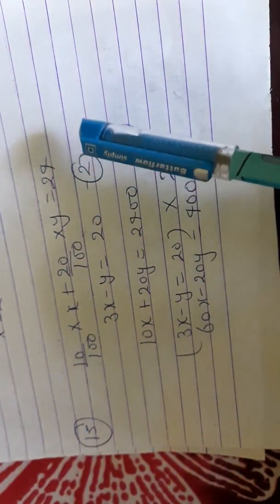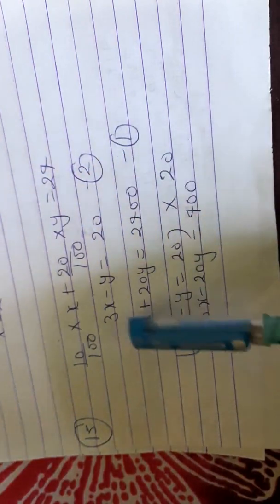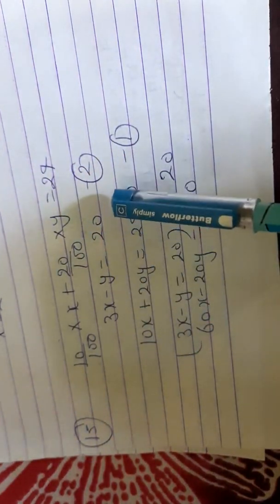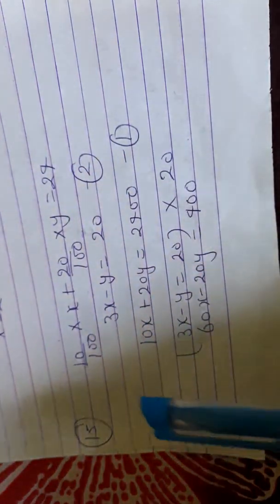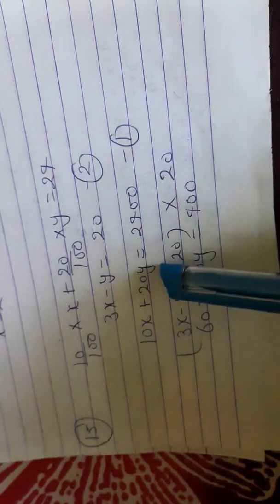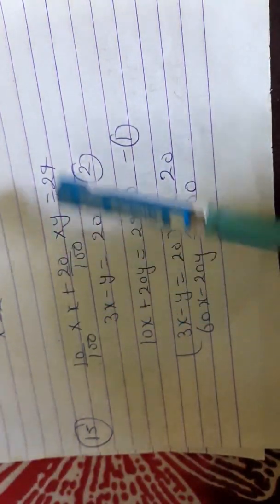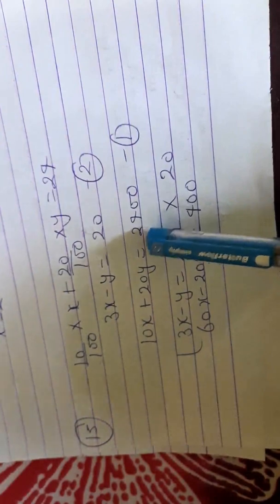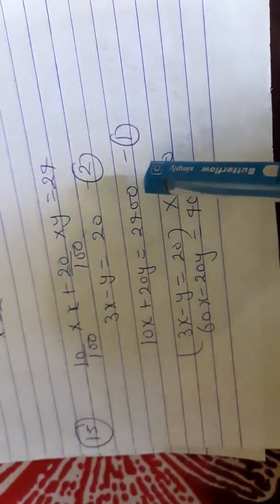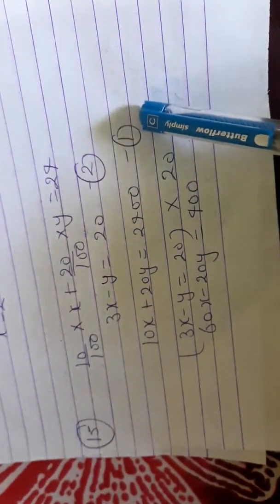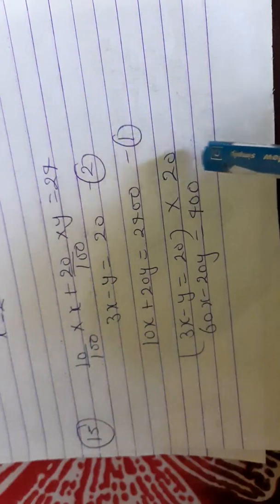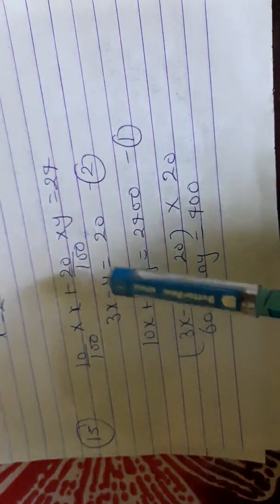Okay, so equation 2 is 3x minus y is equal to 20, and then we'll take the LCM. So 10x plus 20y is equal to 24, and 100 will go to multiply, so 24 into 100 is 2400. Okay, this is your first equation. And then the second equation is 3x minus y is equal to 20.